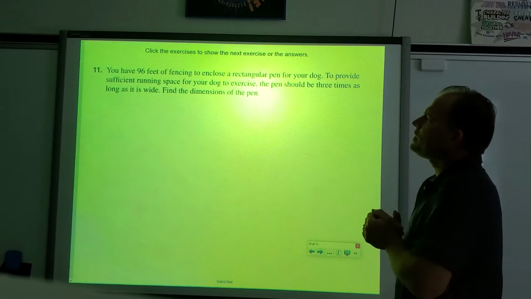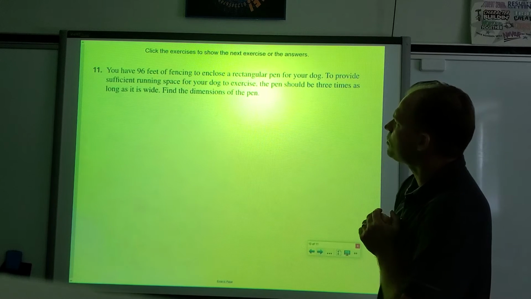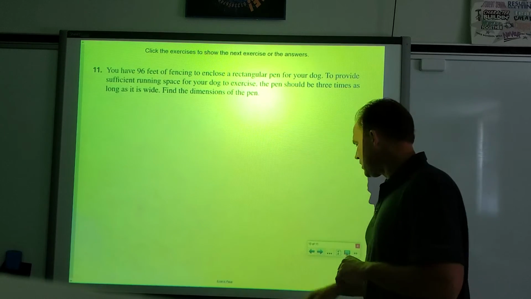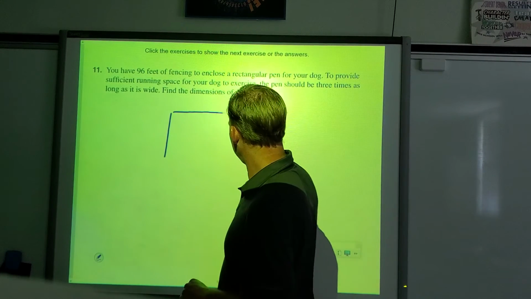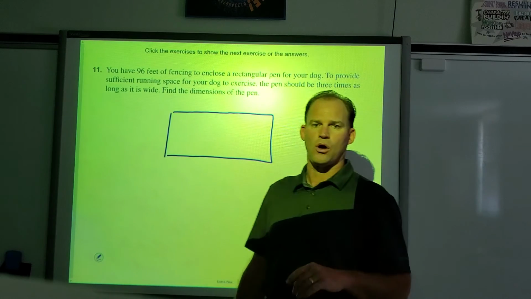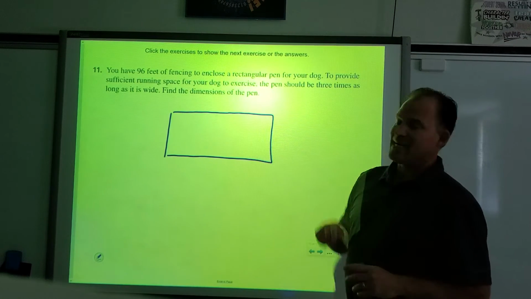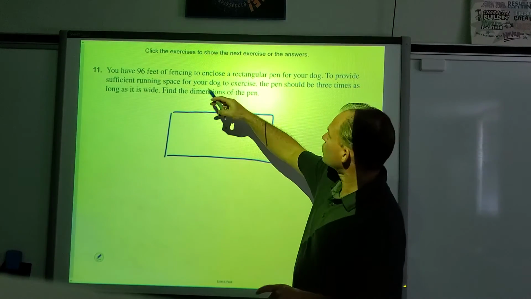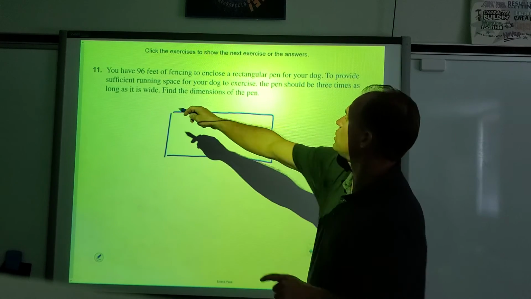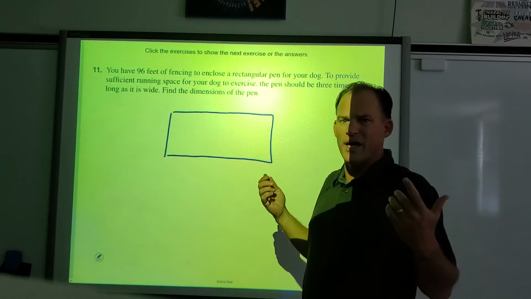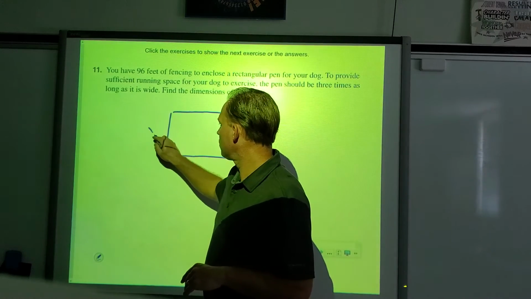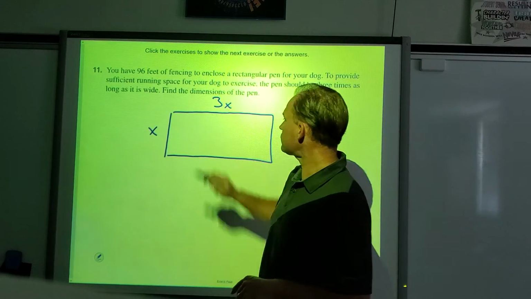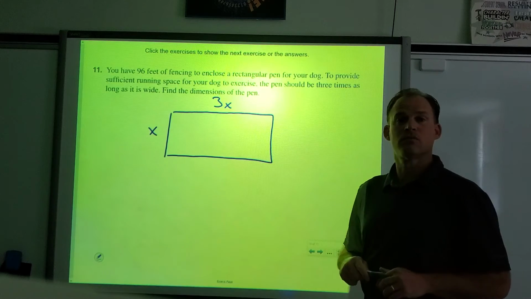You have 96 feet of fencing to enclose a rectangular pen for your dog. To provide sufficient running space for your dog to exercise, the pen should be 3 times as long as it is wide. Find the dimensions of the pen. So, I'm building a dog run. I have 96 feet total to wrap around my dog run. It is 3 times as long as it is wide. Okay, do I know? No, if I don't know something, it's variable. I don't know how wide to make the pen. But I know that this is 3 times that.